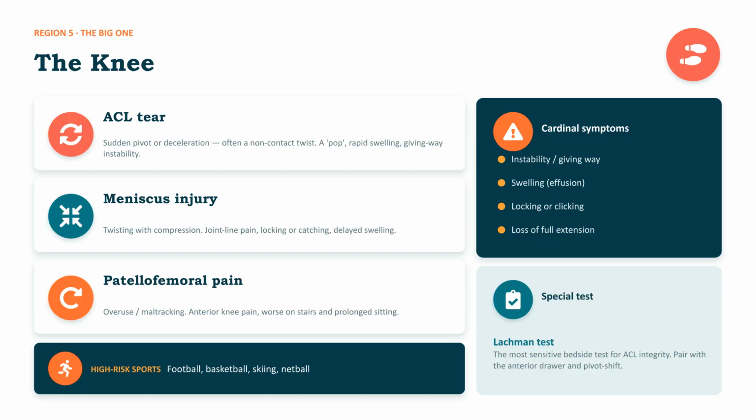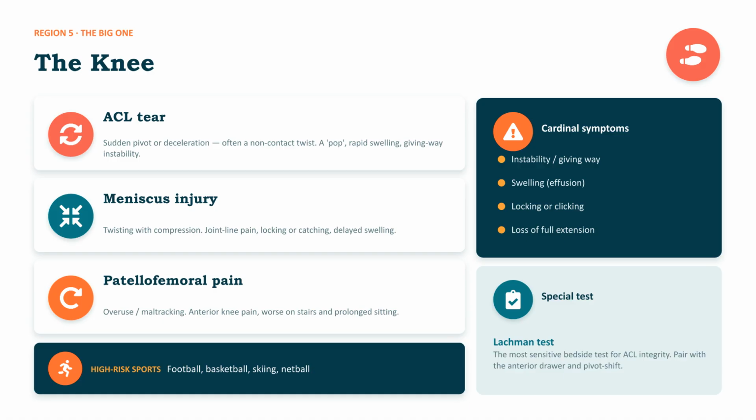Now we come to the knee, the most commonly injured joint in sports. First, ACL tear. This happens with sudden pivot or deceleration, often non-contact. Patients often hear a pop, develop rapid swelling, and complain of the knee giving way. Second, meniscus injury. This happens from twisting with compression. Patients have joint line pain, locking or catching, and delayed swelling, usually the next day rather than immediately.